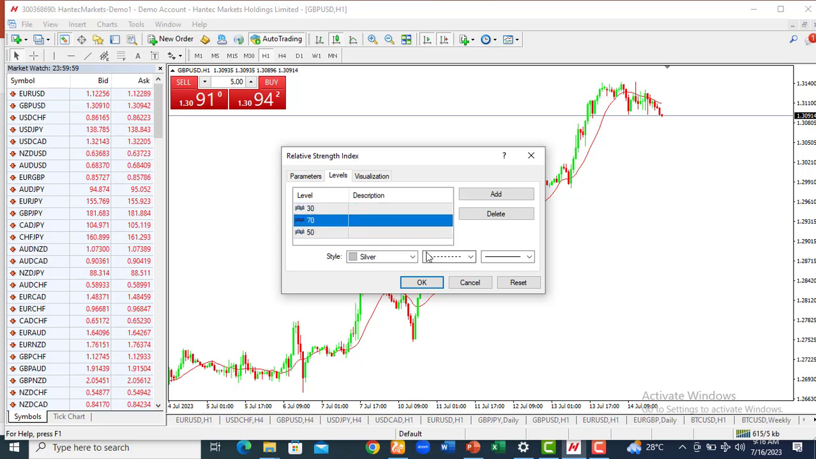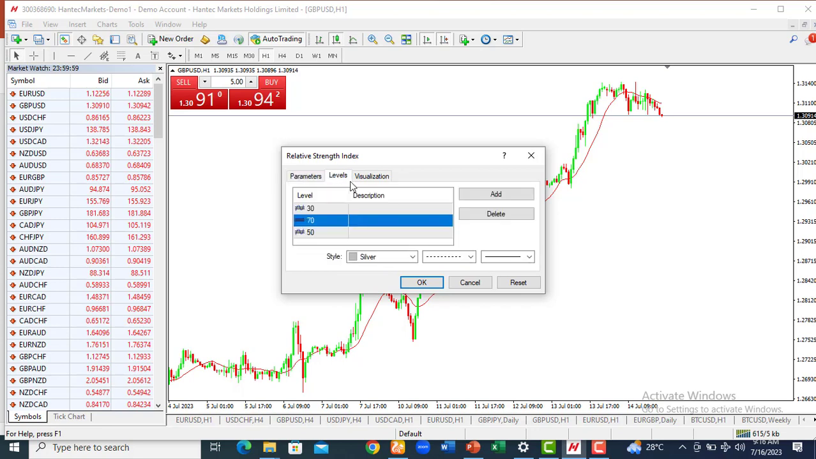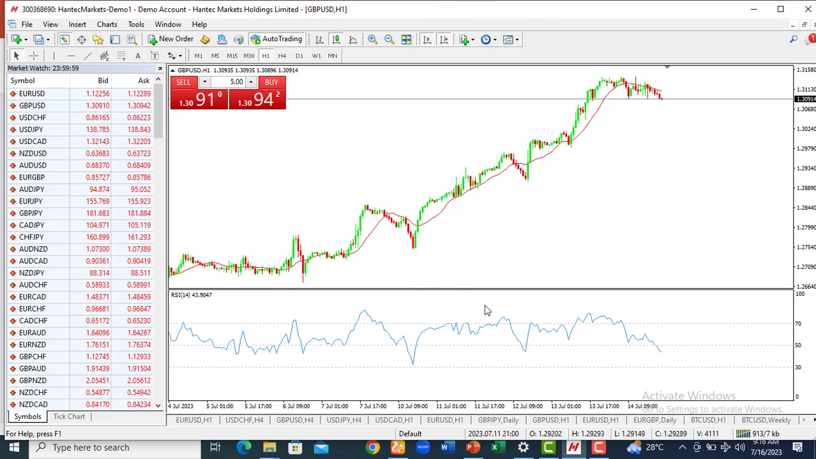Okay, so it comes like this. This is how it is with a period. RSI has a moving average in it with a period of 14. So after that, I okay it. This is how it looks without your editing or adding more levels.